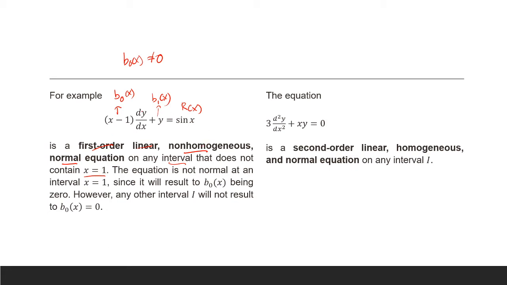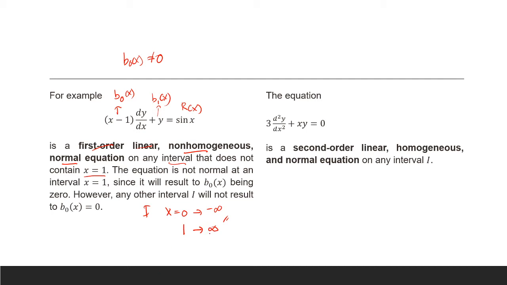As long as hindi ka dadaan sa x is equal to 1, then normal yung equation mo on that interval. So, halimbawa, magbigay ako ng interval. Ang interval ko ay from x is equal to 0 to negative infinity. From 0 to negative infinity, never na magiging x is equal to 1 yung value. So, therefore, ang equation natin is normal on this interval. Now, what if ang interval ko naman is 1 to positive infinity?